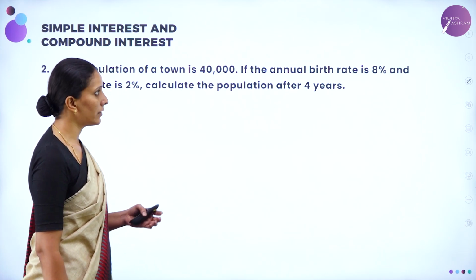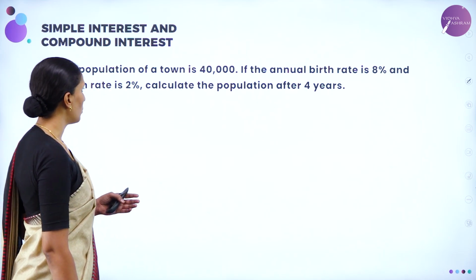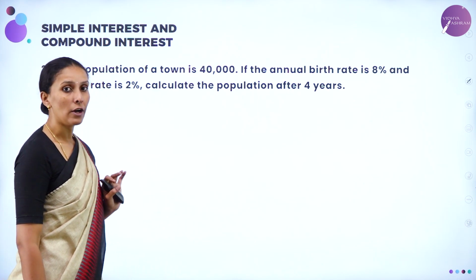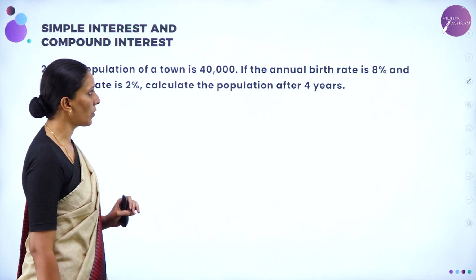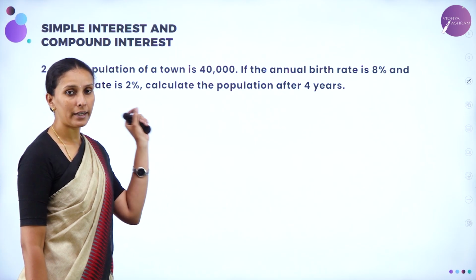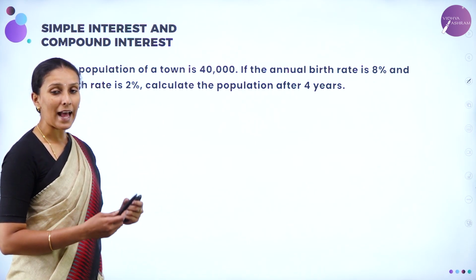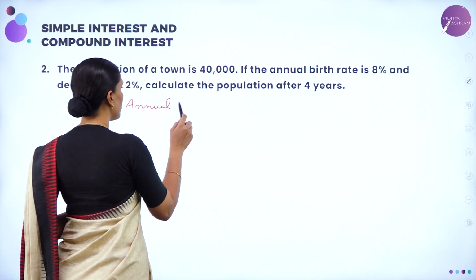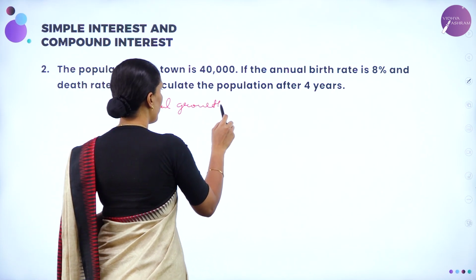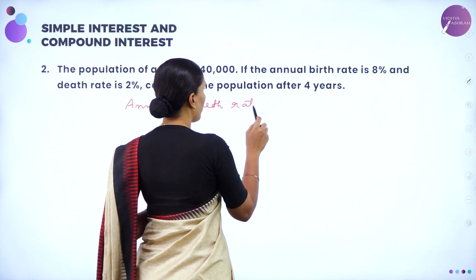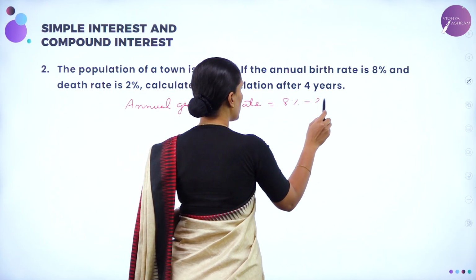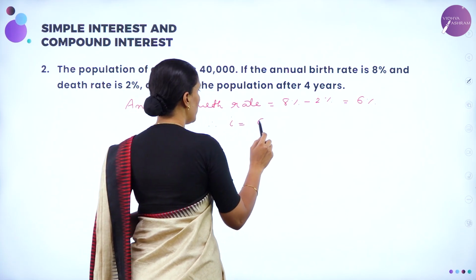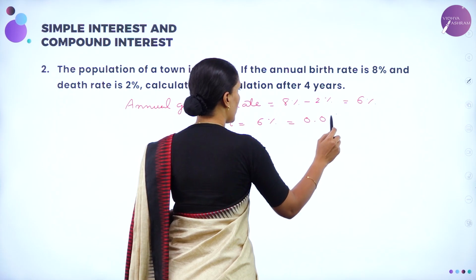Next question. The population of a town is 40,000. If the annual birth rate is 8% and death rate is 2%, calculate the population after 4 years. So here the time period is 4 years and the present value is 40,000. Here there is a difference of birth rate and death rate, which is called the annual growth rate. So the annual growth rate should be the difference of birth and death rate. So this is equal to 8% minus 2%, which is equal to 6%. So this implies i is equal to 6%, which is 0.06.